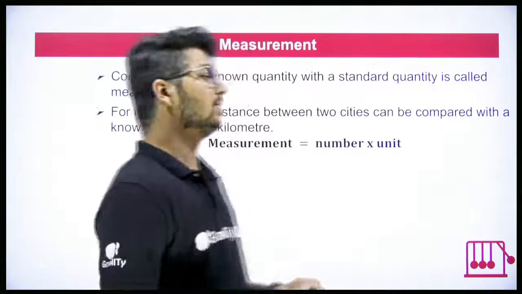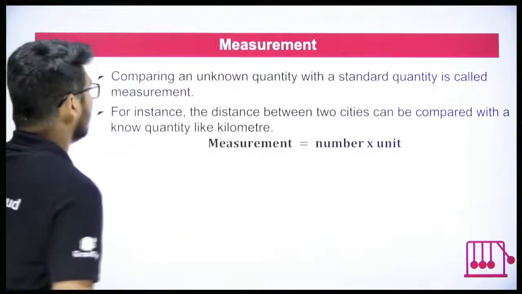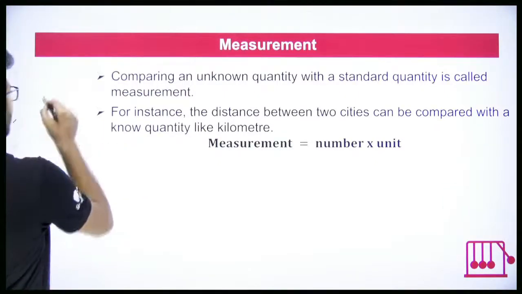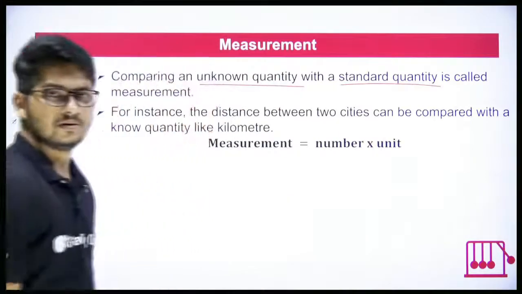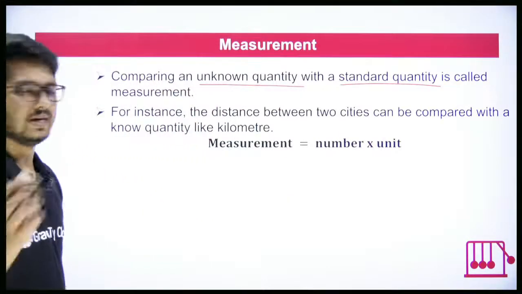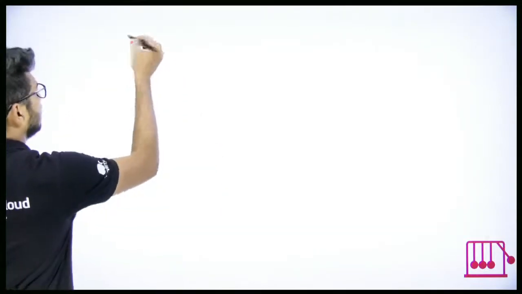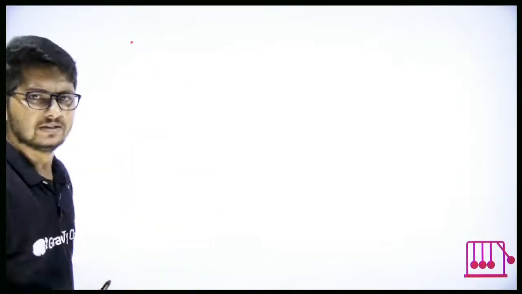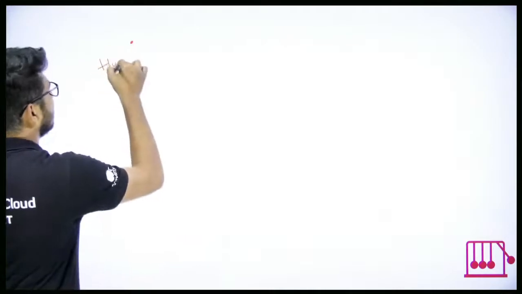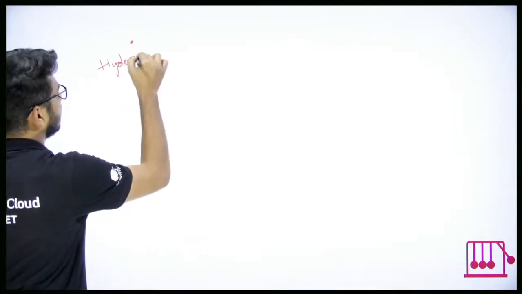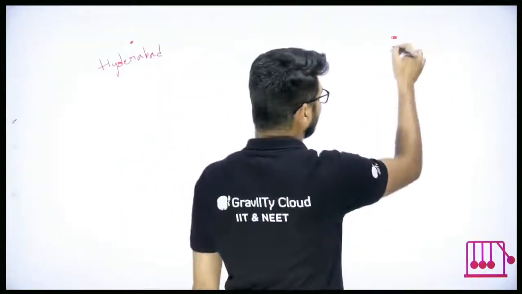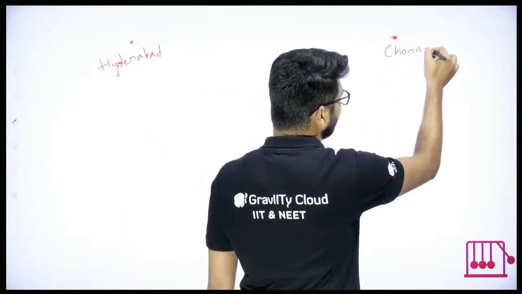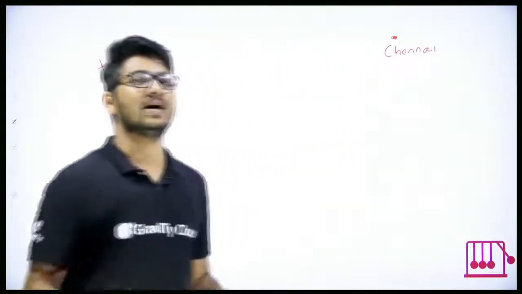What it means is, whenever you say measurement, what you do is you compare an unknown quantity with a standard quantity. What does that mean? I'll give you a simple example for that. Let's say I have to measure the distance between two cities. I'll take Hyderabad and Chennai. So I have to measure the distance between the two cities, Hyderabad and Chennai.